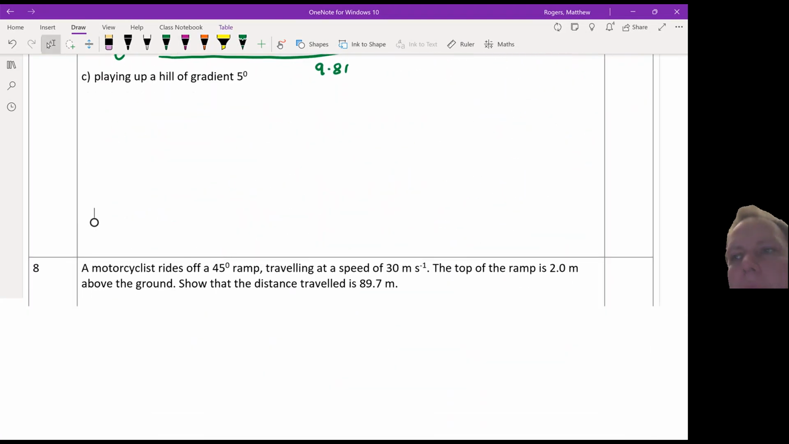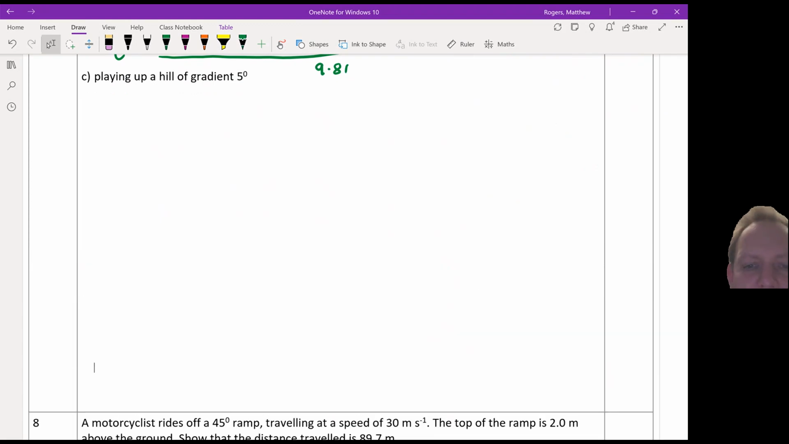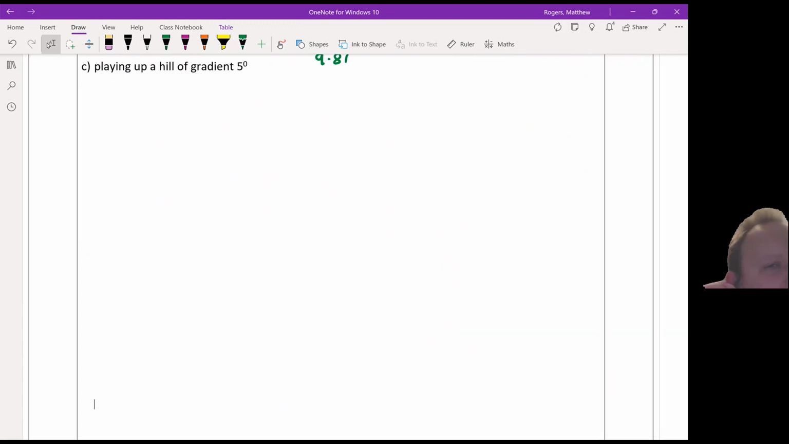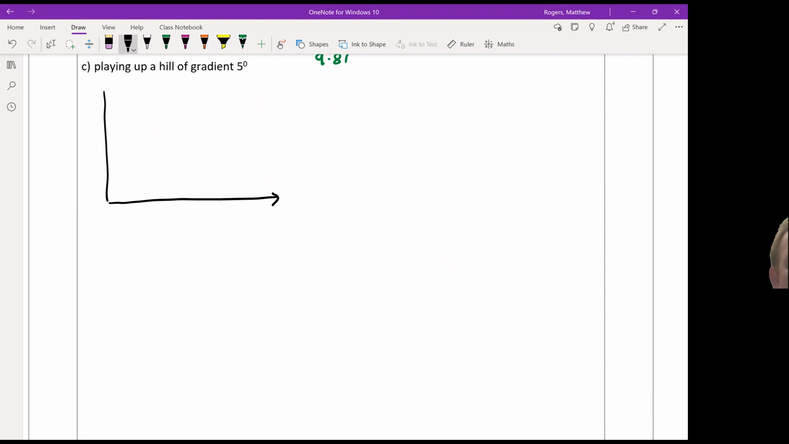Last part, C. What happens if you're playing up a hill of gradient 5 degrees? Now, I think when you first look at this one, it's tempting to think this is going to be much harder than what we did previously, but actually it's not. I think the best way to picture solving this problem is to imagine that the whole thing is happening on a set of axes, where in this direction we're going to plot the displacement of the ball in what I'm going to call the y direction, and on this axis, the displacement of the ball in the x direction.